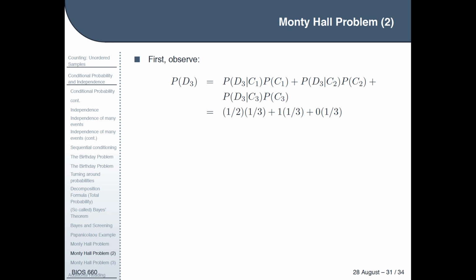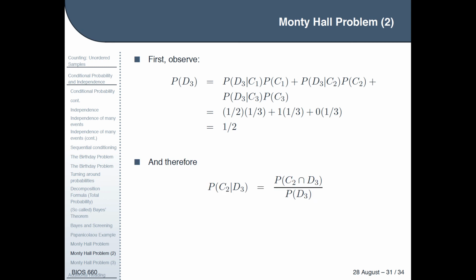But if the car is behind door 2, then he must open door 3, because he never opens the door that has the car. And if the car is behind door 3, then he cannot open door 3, because once again he doesn't open the one that has the car. So when you compute that out, the probability that he opens the third door is 1 out of 2.